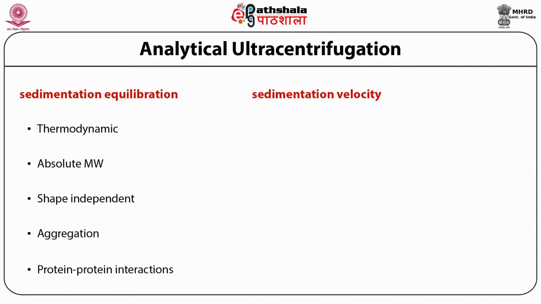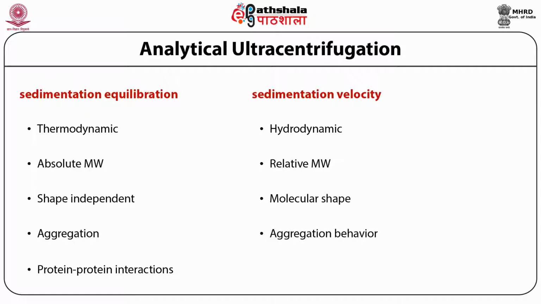However, sedimentation velocity is mainly based on hydrodynamic properties, and it is used for the relative molecular weight of the substance, as compared to sedimentation equilibrium, which is used for absolute molecular mass measurement. Here in sedimentation velocity you can measure the molecular shape also, because it takes the shape into consideration for the calculation, and of course it is utilized for the determination of aggregation behavior.